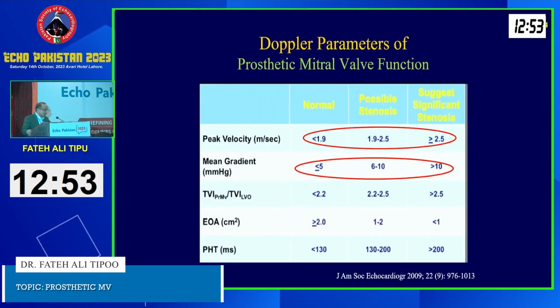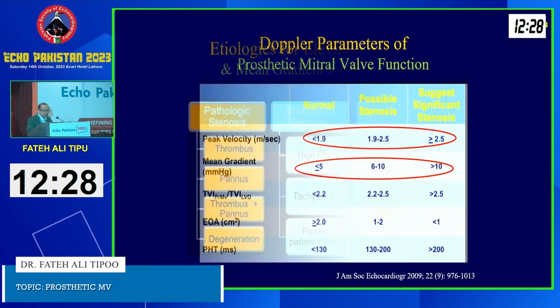Coming to the Doppler parameters of prosthetic mitral valve function, the peak velocity should be less than 1.9, and the mean gradient should be less than 5 in each and every case. If it's more than that, then you can suspect the possibility of abnormality. If the peak velocity is more than 2.5, then clearly it would be abnormal. And if the mean gradient is more than 10, then clearly it would be abnormal.